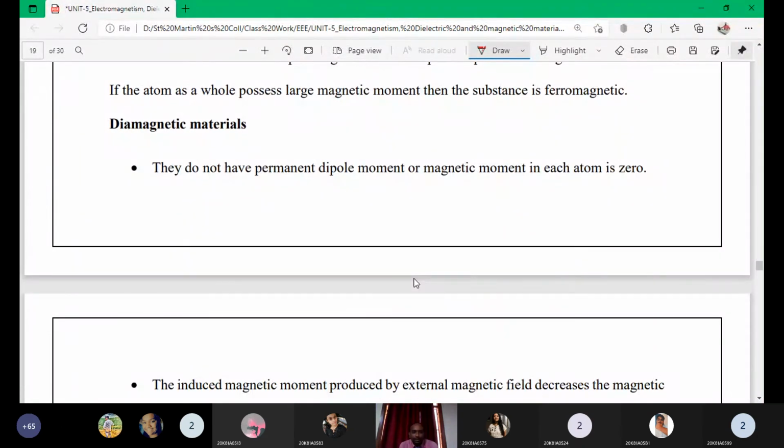Depending on the magnetic strength, we have divided them into three categories: diamagnetic, paramagnetic, and ferromagnetic materials. Dia, para, ferro. These are three different kinds of materials, depending on magnetic strength or pole strength.